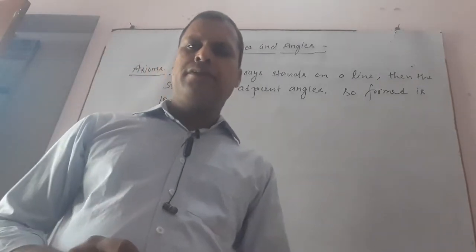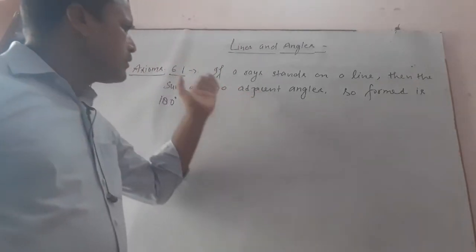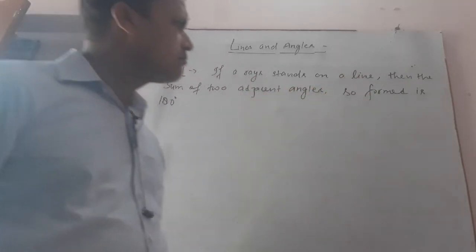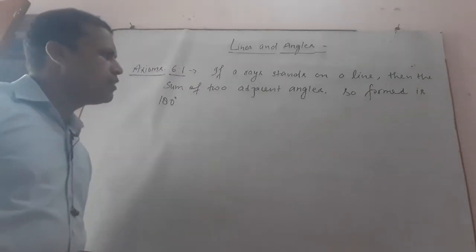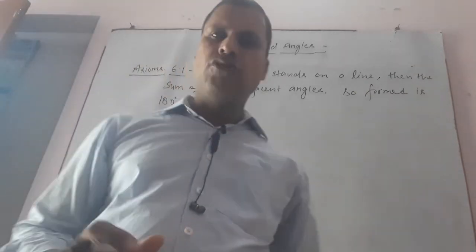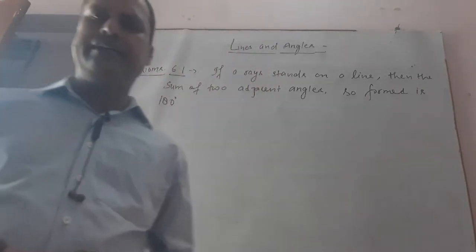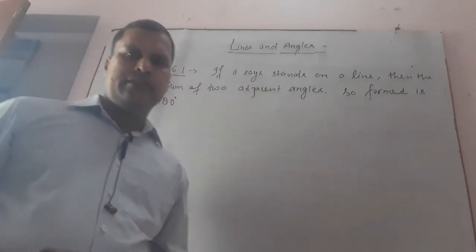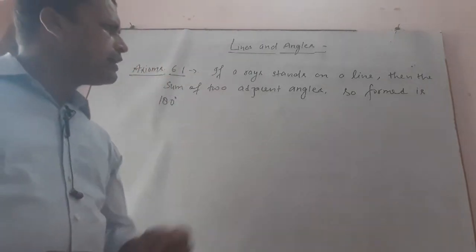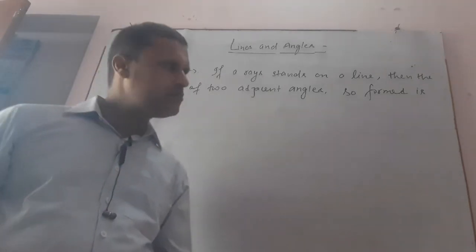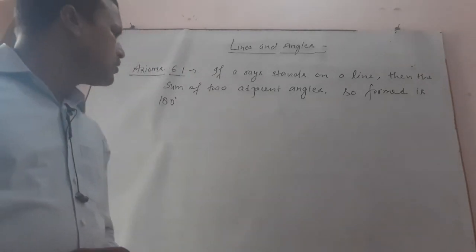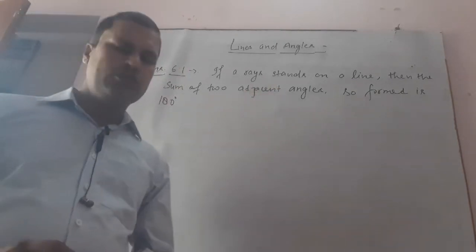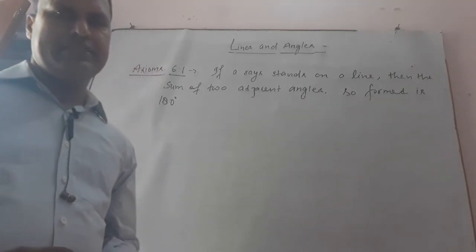So, the first axiom says: if a ray stands on a line, then the sum of the two adjacent angles so formed is 180 degrees. This axiom says that if a ray stands on a line, then the sum of the two adjacent angles so formed is 180 degrees.